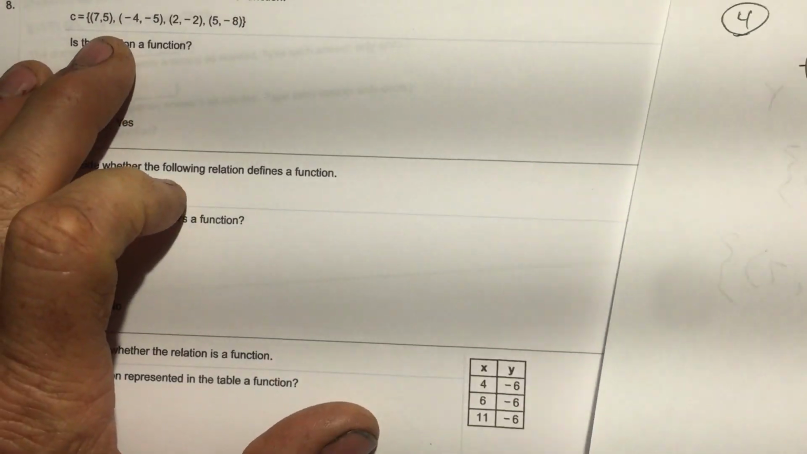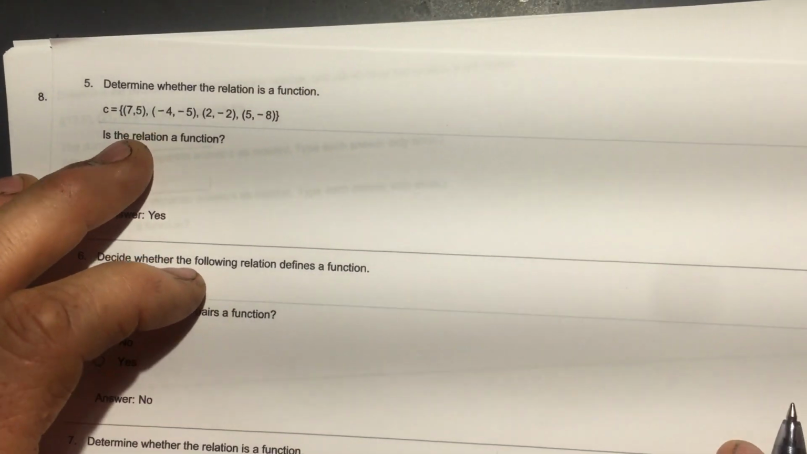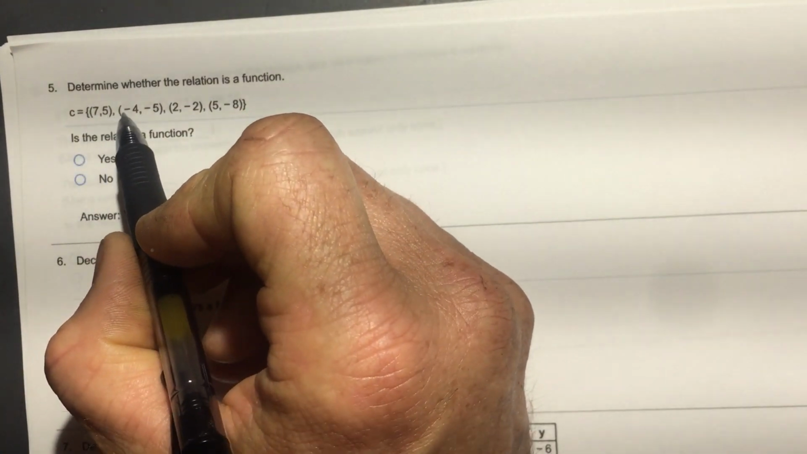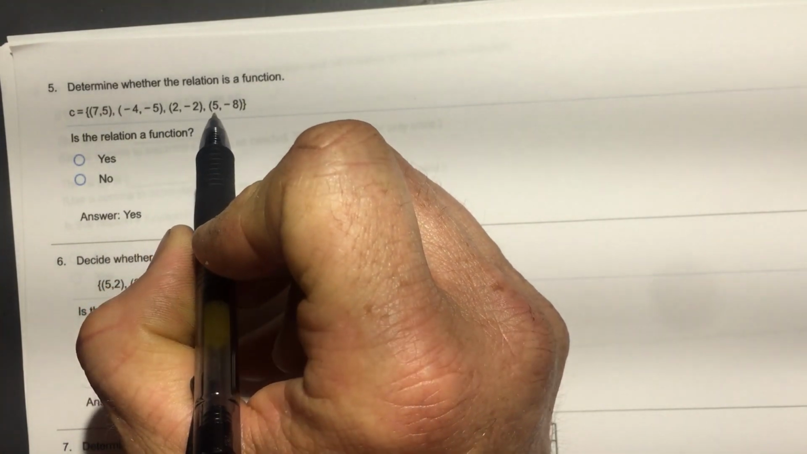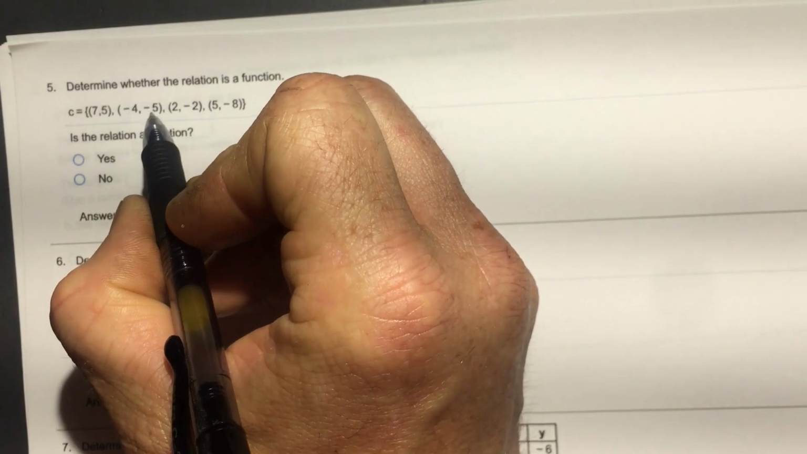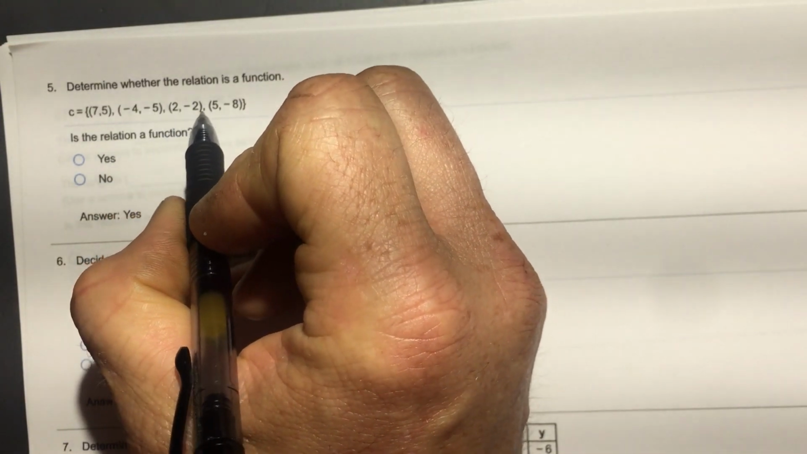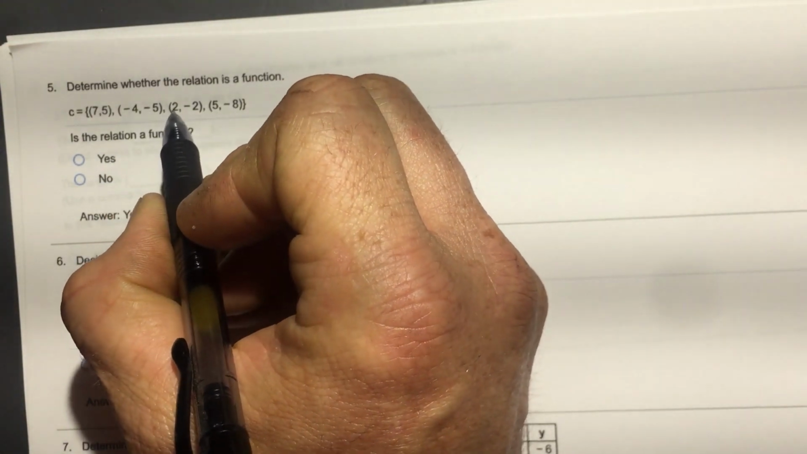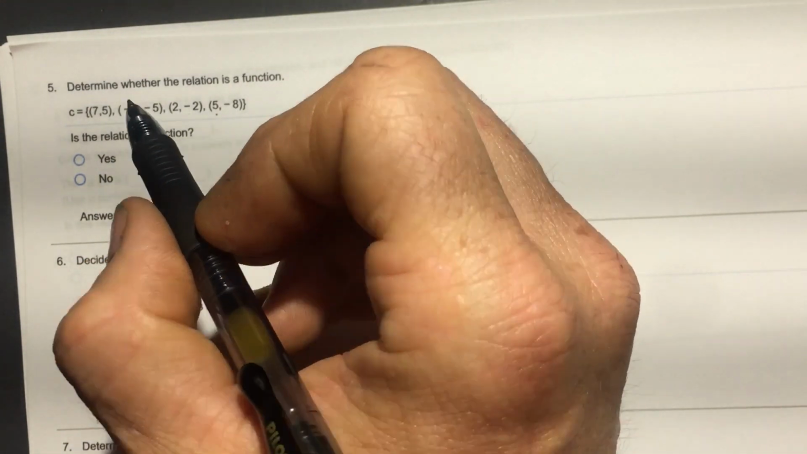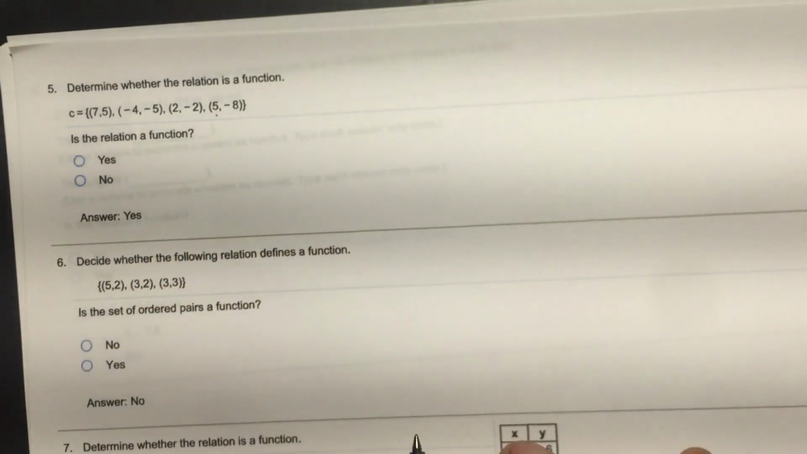All right, determine if this is a function right here. Is this a function? So you look at your x values. That's what you're concerned about. So I see 7 paired up with 5. Do you see 7 paired up with anything else besides 5? No. Negative 4 is paired up with negative 5. Is negative 4 paired up with anything else? No. 2 is paired up only with negative 2. 5 is paired up only with negative 8. So yes, this is a function.